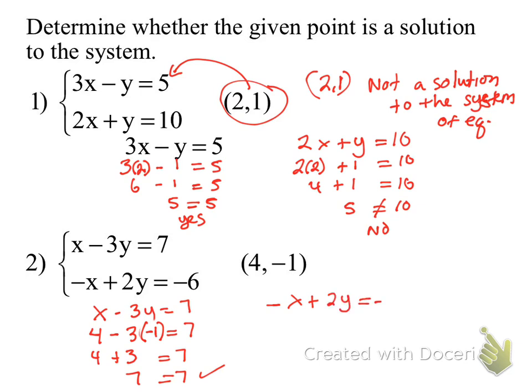Next one, -x plus 2y equals -6. What am I substituting? And you need to show every level of this substitution. It's really on my nerves that you're just starting with numbers. Substitute into the problem. Julia, what am I writing?